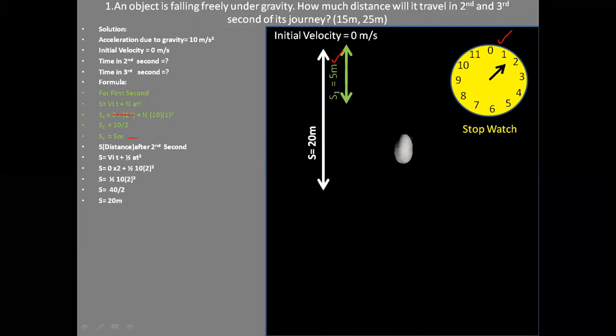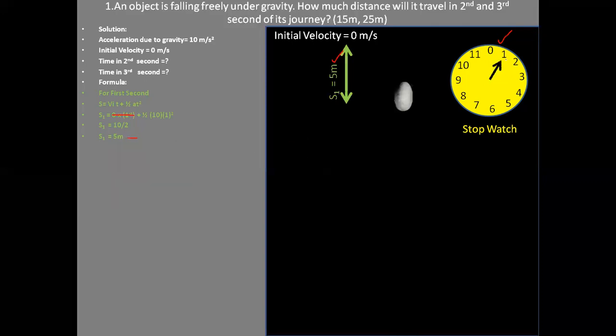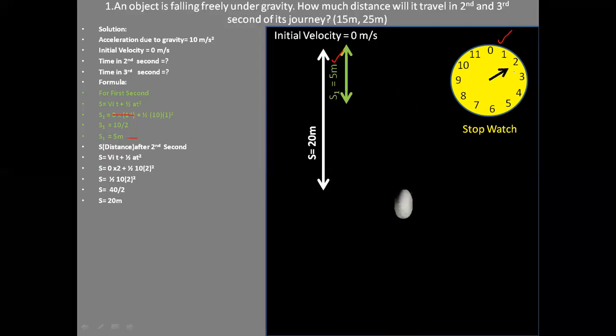Moving on to the second part, for the displacement after the second second has passed, the body has reached up till here, and we have to show that it has covered this much distance, which is 20. How? Again, by using the second equation of motion, which says S is equal to Vi into t plus half at square. So the initial velocity from the start was 0.